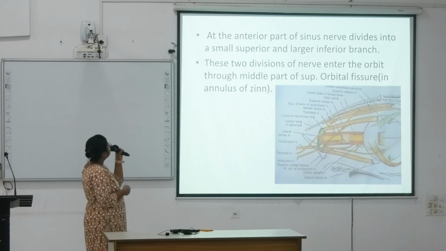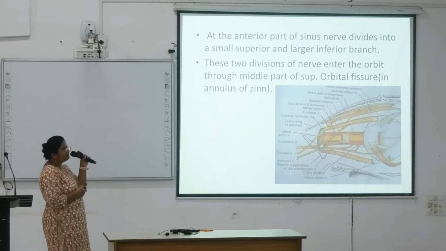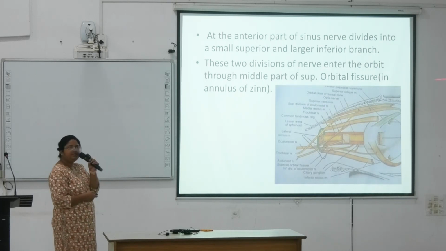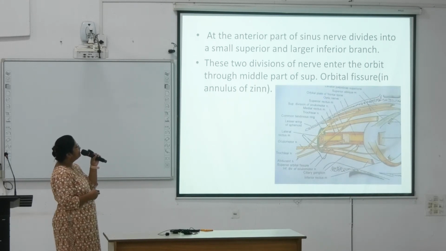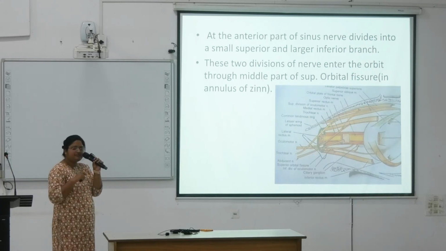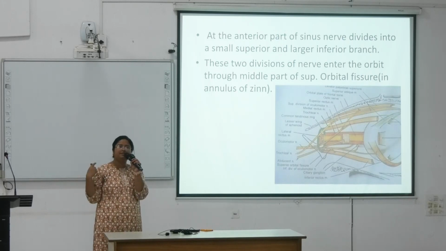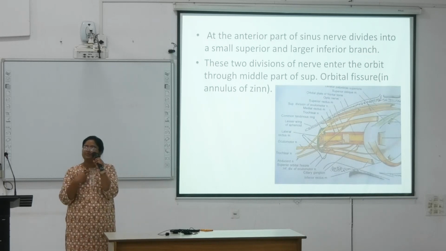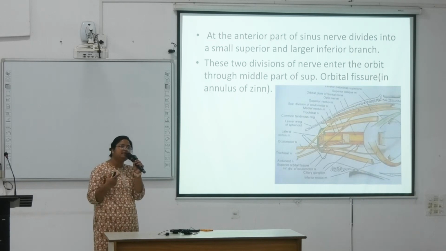Next, at the anterior part of the sinus, the nerve divides into a small superior and large inferior branch. And these two divisions of the nerve enter the orbit through the middle part of the superior orbital fissure in the annulus of Zinn. It passes through the annulus of Zinn. The annulus of Zinn divides the superior orbital fissure into medial, intermediate and lateral parts. So this oculomotor nerve is passing through the intermediate part within the annulus of Zinn.